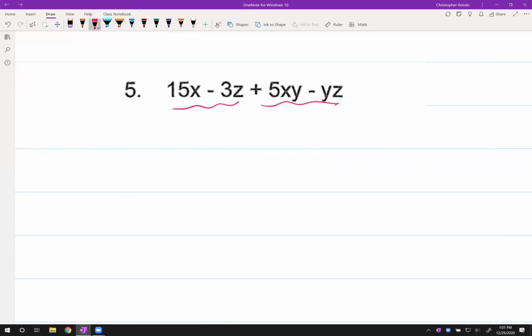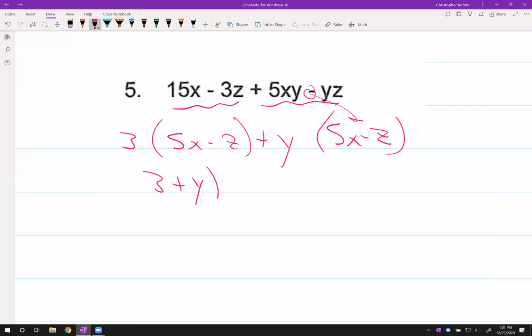All right. First two, second two. 15x and 3z. The x and z are going to stay, but it looks like 3 is going to work. So 3, 5x minus the z, 5x minus the z. Now we're keeping an eye on my signs. It stays the same, so I'm going to use positive, and it looks like they both have a y. 5xy, take out the y. yz, take out the y. Okay, so 3 plus y and 5x minus z.